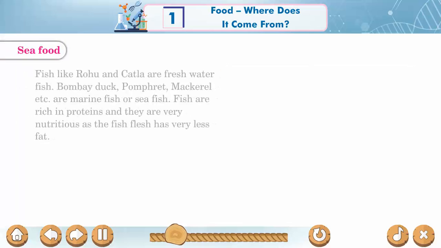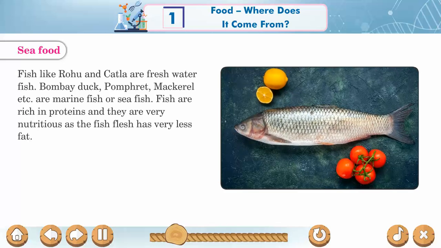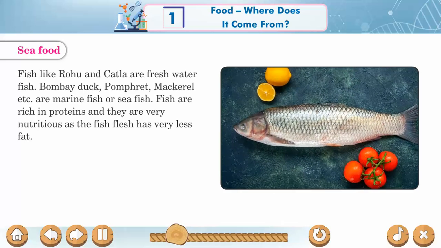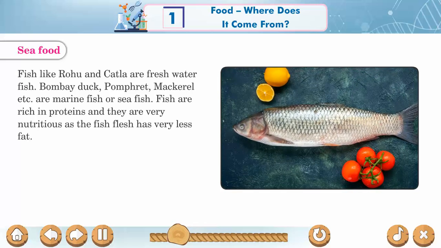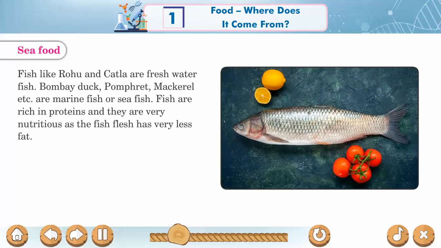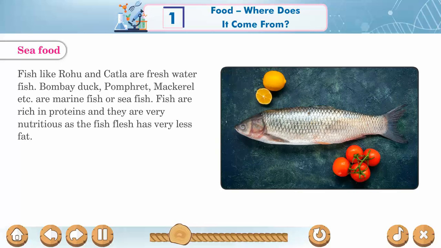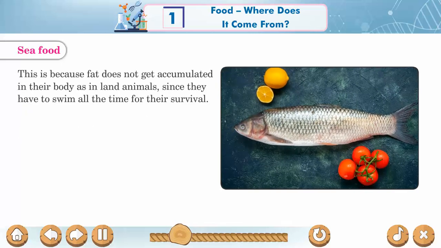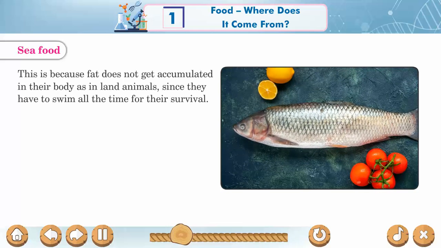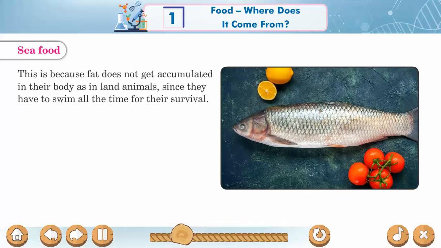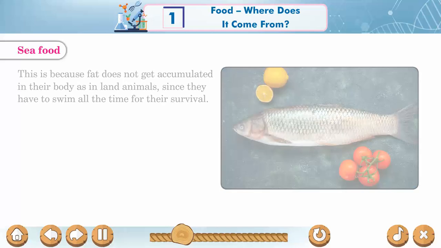Seafood. Fish like rohu and katla are freshwater fish. Bombay duck, pomfret, mackerel, etc. are marine fish or sea fish. Fish are rich in proteins and they are very nutritious as the fish flesh has very little fat. This is because fat does not get accumulated in their body as in land animals, since they have to swim all the time for their survival.